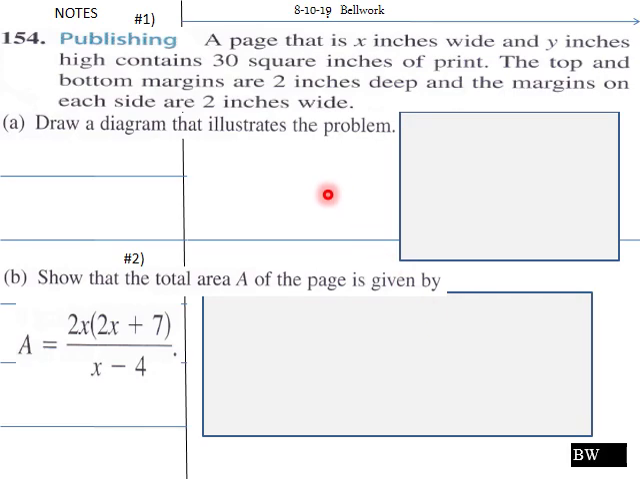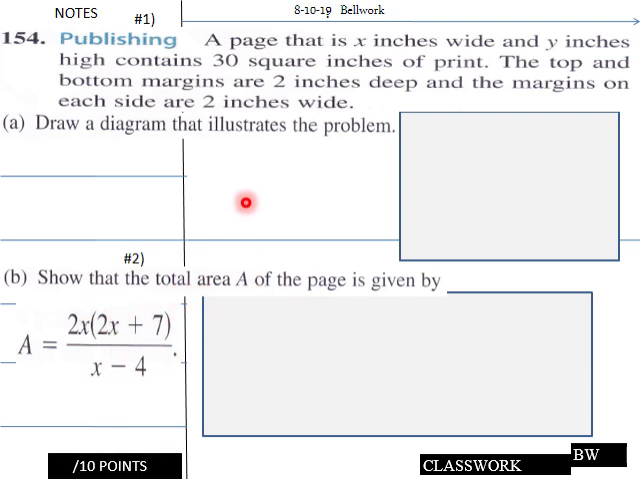So teachers, today's bell work is a word problem about publishing. The top and bottom margins are 2 inches, and each side margin is 2 inches wide. Part A: draw a diagram that illustrates the problem. Part B: show that the total area A of the page is given by this expression. Students, give yourself 6 minutes to do this. Teachers, give them 6 minutes.